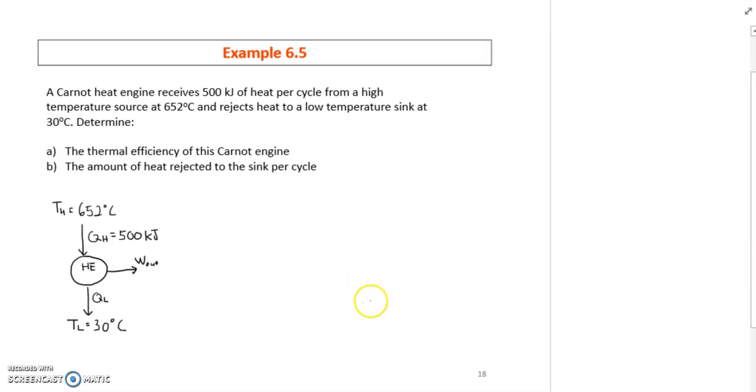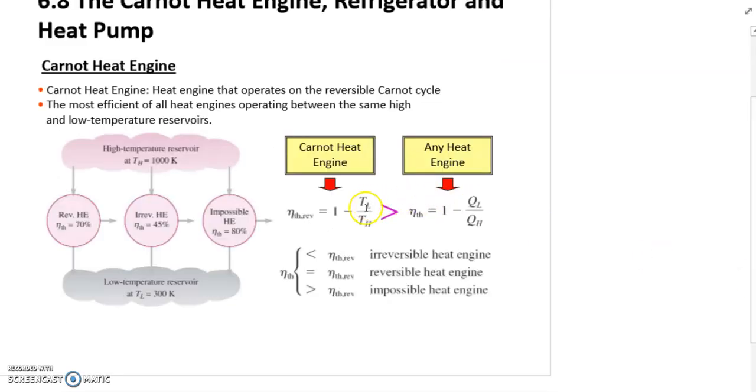So for part A, η reversible is equal to 1 minus TH over TL. So make sure the temperature is in Kelvin. Oh sorry, this is the other way around. It should be TL over TH. Okay, let's check. Okay, TL over TH.